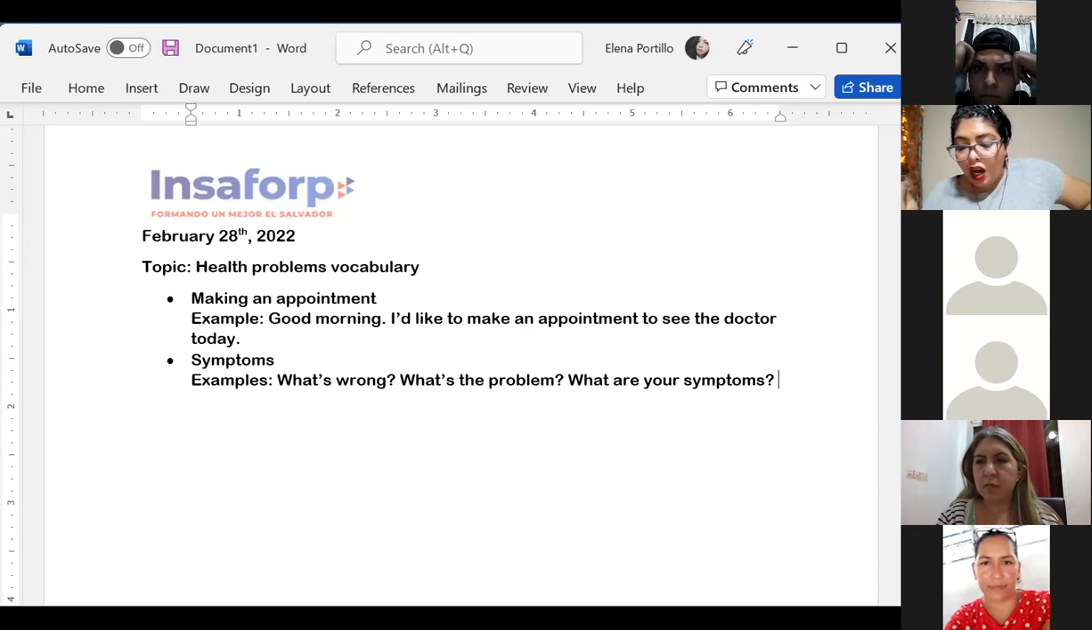And symptoms are any feelings of illness or discomfort which are caused by a health problem. For example, if you have the flu or influenza, your symptoms will be a fever, a running nose, and having coughing.